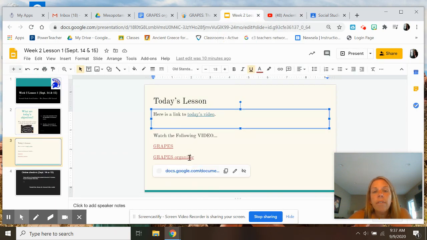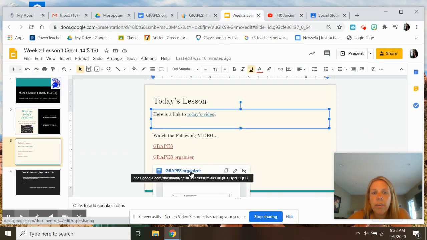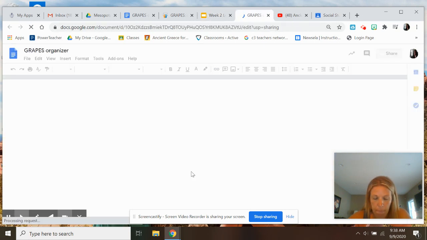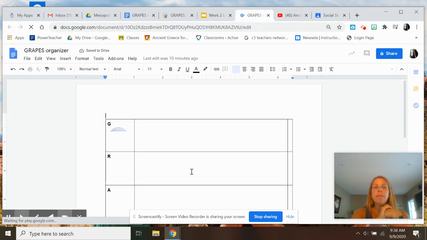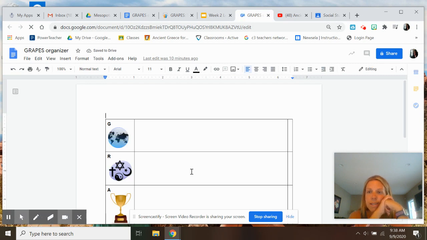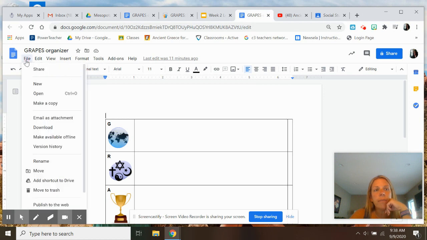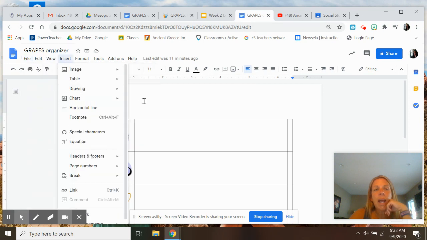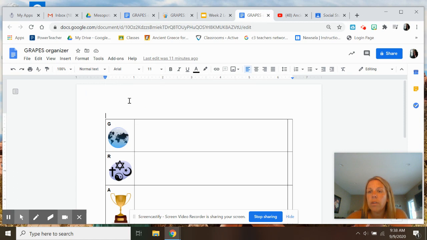Then all of you have this document here. You're going to click on it. This is your GRAPES organizer, and we're going to take some notes on this today so that we can define what each of these letters mean. You're going to take notes right in these boxes here. So you're going to go to File, make a copy right here. So when you make a copy, you're going to name it GRAPES Organizer, and then you should be saving it in your social studies folder so that when you go to access it, it's in your social studies folder.